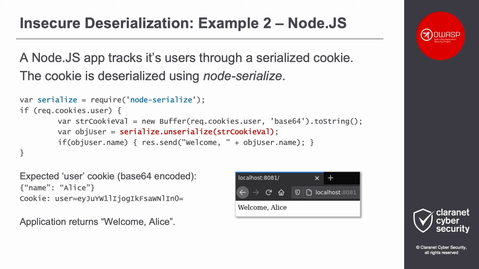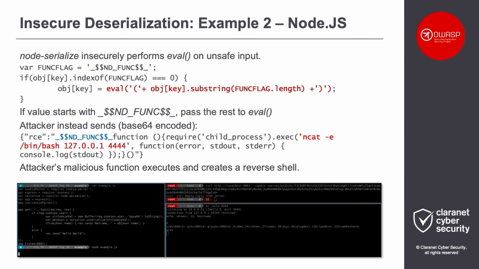Unfortunately, in the node-serialize unserialize function is a vulnerability which we'll discuss. The unserialize function of the node-serialize package has the following code snippet, which is vulnerable to attack. We can see that there is a function flag defined, which has the value ndfunc, and then following that, anytime that we see ndfunc at the beginning of a value, everything after that is going to be passed into an eval function. Eval takes some string and attempts to execute it as JavaScript. So basically, any value that starts with ndfunc, everything after that will be executed as JavaScript.